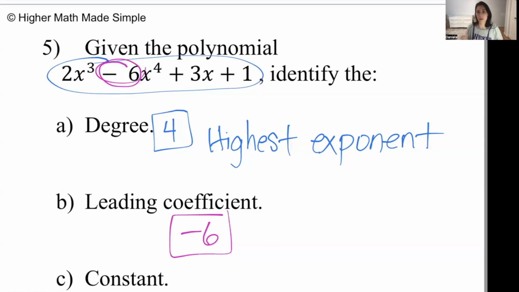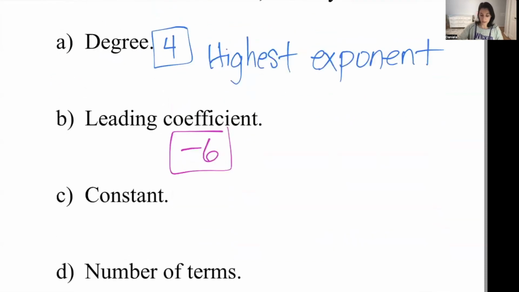Some textbooks or teachers might interpret the leading coefficient as just the very first coefficient in the front, which is 2. I have seen some teachers teach that, but from my understanding, you read the leading coefficient when you have it in standard form. So that's always the coefficient of the term with the highest exponent.